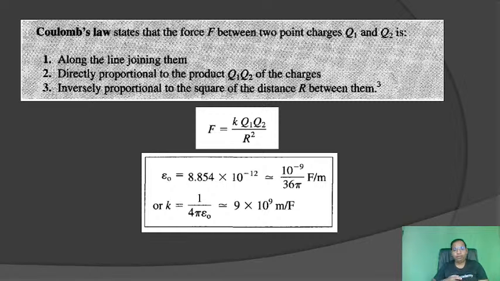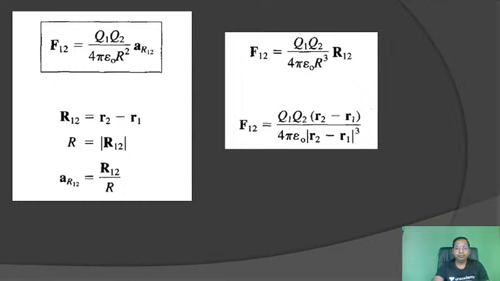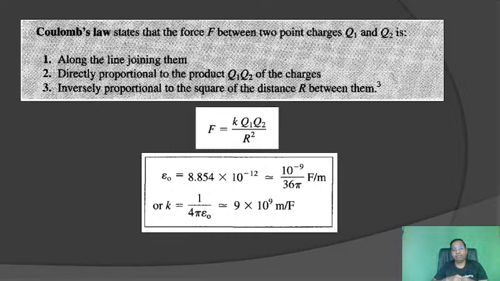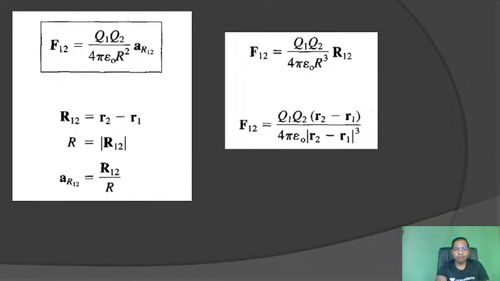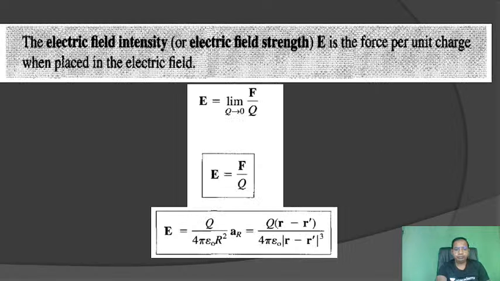F is equal to K Q1 Q2 by R square. Here K is a constant, given as 1 divided by 4 pi epsilon naught. The expression mentioned here is the scalar force equation, and these expressions represent the vector force equations. Got it? Next, coming to the electric field intensity. Electric field intensity is nothing but force per unit charge, so F divided by Q.